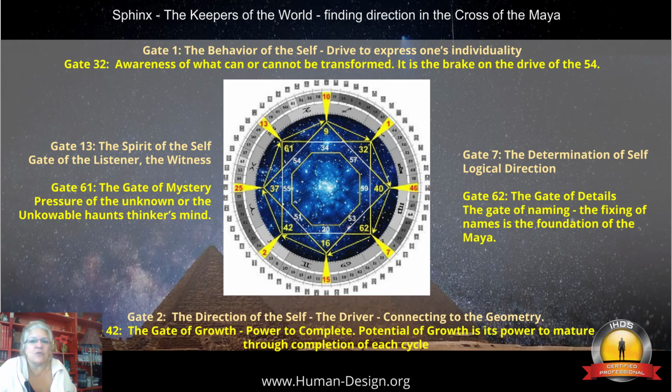Manifestation as a verbal expression of the pattern or not. The gate of naming. This is our Maya, right? The direction in our naming. The fixing of names is the foundation of the Maya. How do we build the Maya?